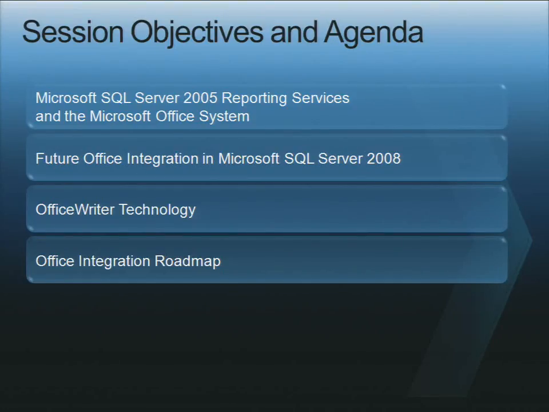Then we'll take a deep dive into Office Writer technology. So Office Writer is an acquisition that Microsoft has performed. It was announced early last month at the BI conference in Seattle, and it was a product line from a company called Soft Artisans. What Office Writer does is it lets you have your whole report authoring experience begin and end in Office. So it really brings the power of the platform to Office users.